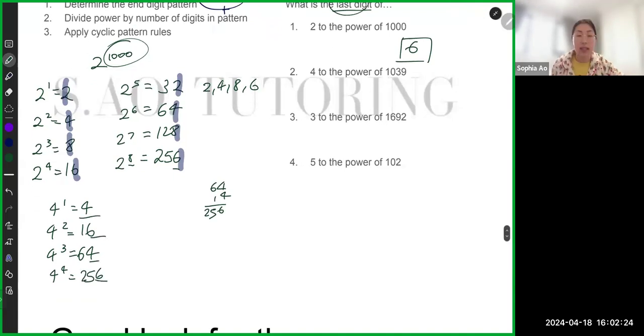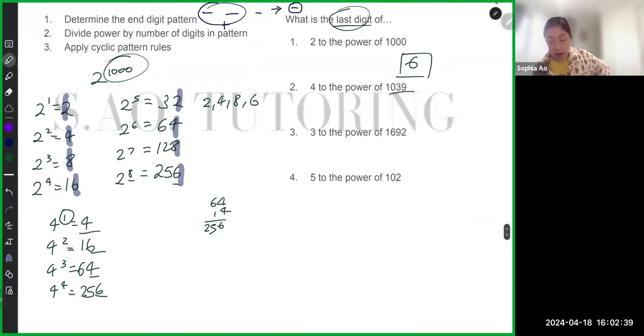4, 6, 4, 6. Now, if you're feeling really sharp, everyone, you might even notice that, when it's an odd exponent, it's 4. When it's an even exponent, it's 6. And so some students who are really on top of it, they'll see 1,039. They'll know that it's an odd number. So therefore, we ought to end on a 4.